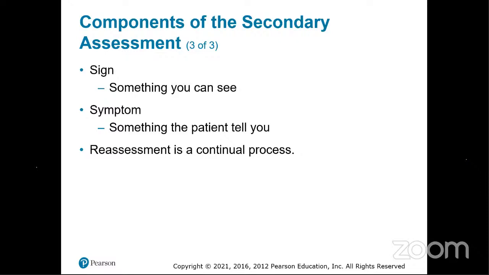So we've hit on this. Hopefully this is something you guys have caught too. So a sign is something you can see. A symptom is something the patient tells you. And then reassess, reassess, reassess. I think we get into this in a little bit too, but on an unstable patient, remember that it's every 5 minutes, and then a stable patient every 15.